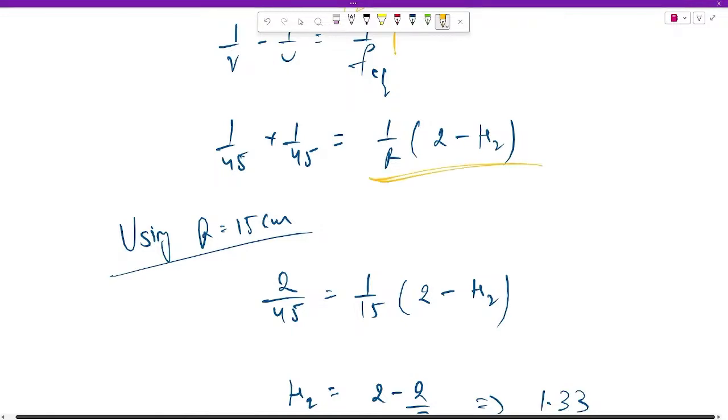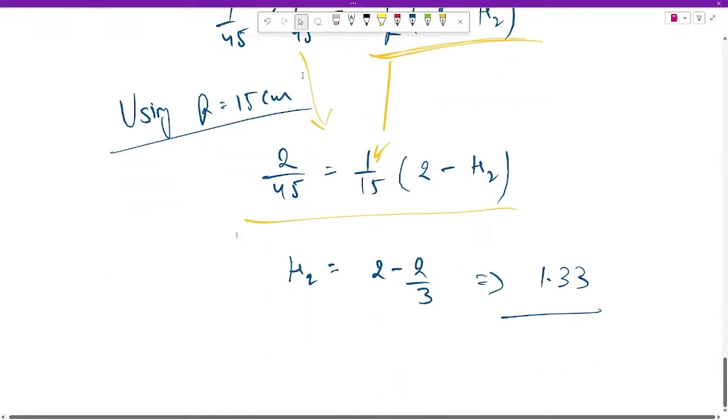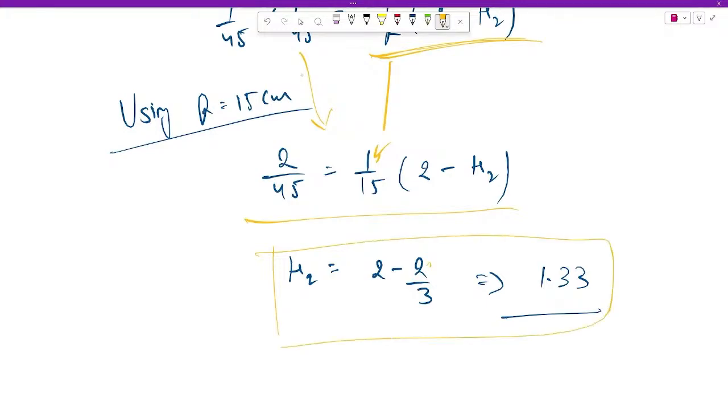And this we just found out. Substituting the values of R, we will solve this equation, and then we will get mu2 equal to 2 minus 2 by 3, which is 1.33. That is, the value of mu2 is 1.33.